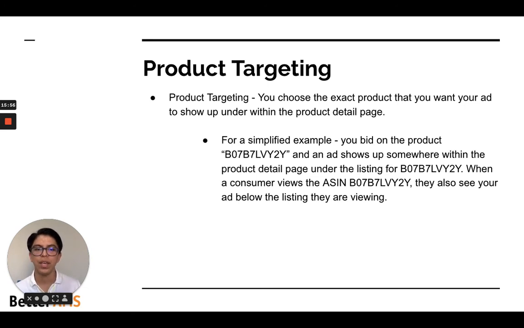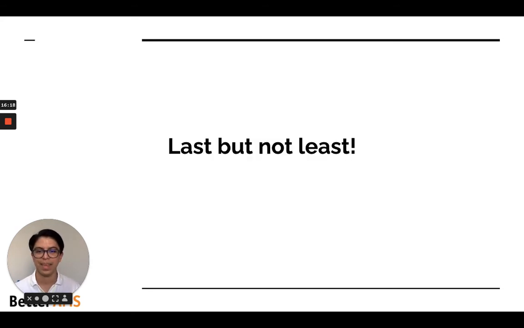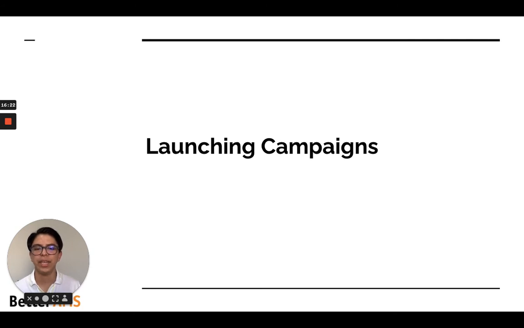Product targeting. You choose the exact product that you want your ad to show up under within the product detail page. Again, for a simplified example, you put in the product ASIN, and an ad shows up somewhere within the product detail page under the listing for that ASIN. When your consumer views that ASIN, they also see your ad below the listing they're viewing. Interesting.